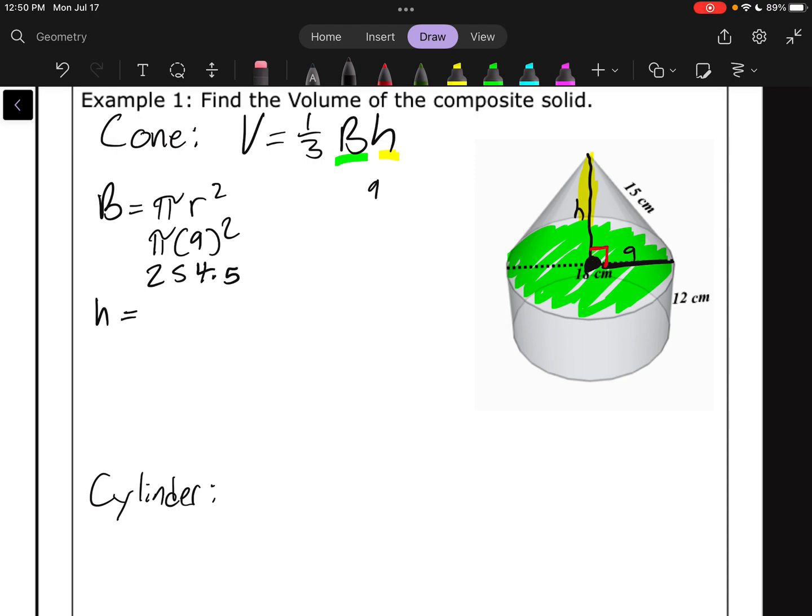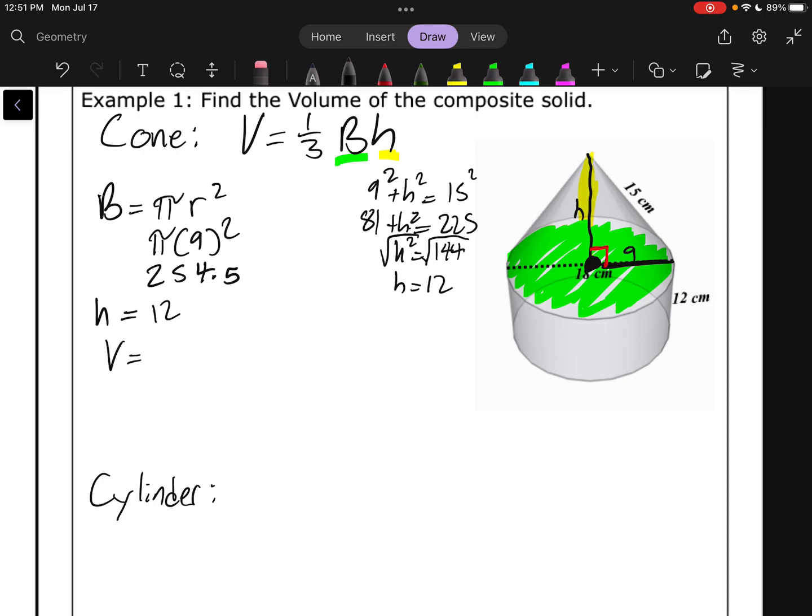So what I'm going to do here, I'm going to do a little Pythagorean theorem. 9 squared plus h squared equals 15 squared. That's 81 plus h squared equals 225. Subtracting the 81 gives me 144. And look at that, the square root of 144 is 12. That is a 3-4-5 Pythagorean triple, all multiplied by 3.